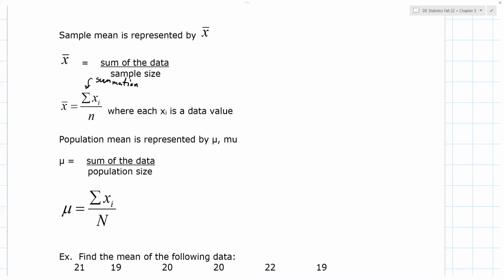The only difference between X bar and mu, so the difference between a sample and a population, is going to be the variable that we use to represent that. The way we find mean does not change from a sample to a population, whereas when we find a standard deviation and some other stuff, it does. But for the most part, when we're talking about a measure of central tendency, the calculation doesn't change based on sample or population. The only thing that changes is the variable we use to describe or identify what we're talking about.